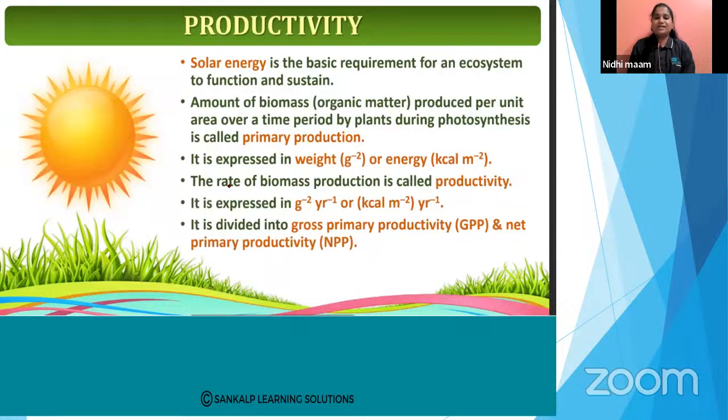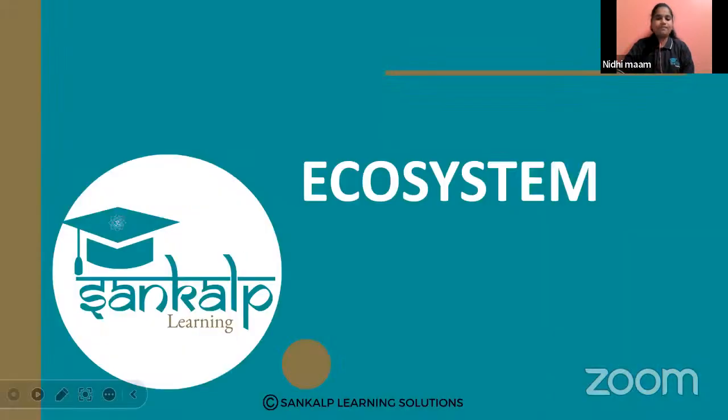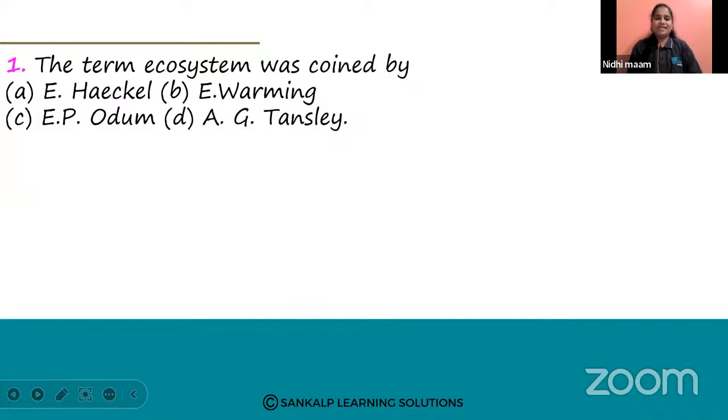Okay, so now let us discuss some questions. Then again I will brush up some concepts. Okay, fine. So the first question of today of KCET is, the term ecosystem was coined by option A, E. Haeckel, E refers to Ernst. Then option B, E. Warming. Option C, E. P. Odum. Option D, A. G. Tansley. What will be your answer on this? The term ecosystem was coined by.